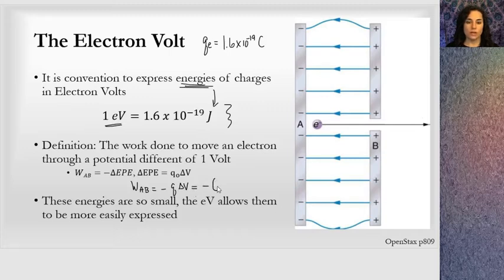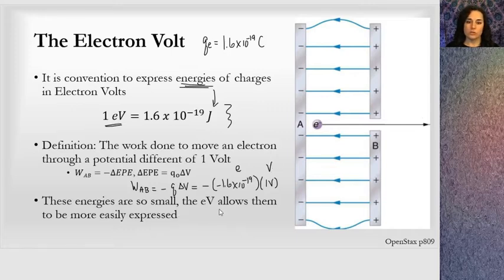And when I have an electron, the charge is a negative value. So I have negative 1.6 times 10 to the negative 19. That's Q for an electron. And then we're multiplying by 1 volt. And that's where it comes from. You have an electron volt.